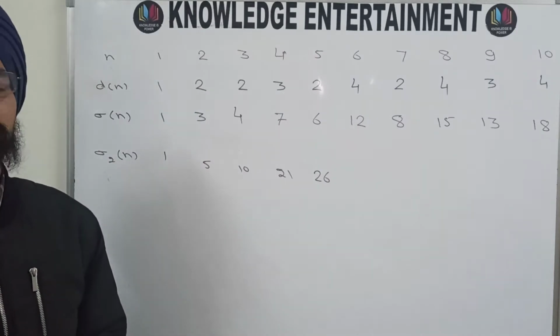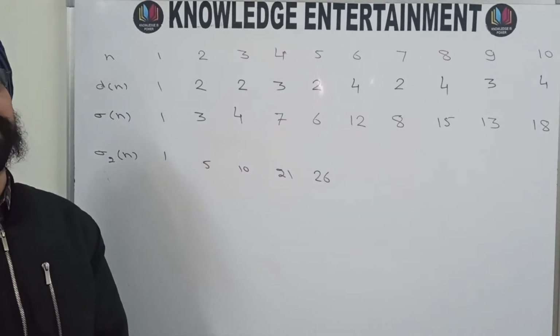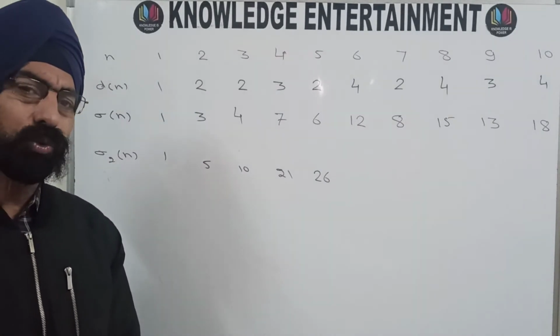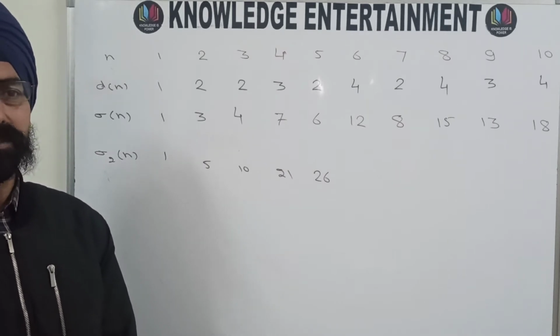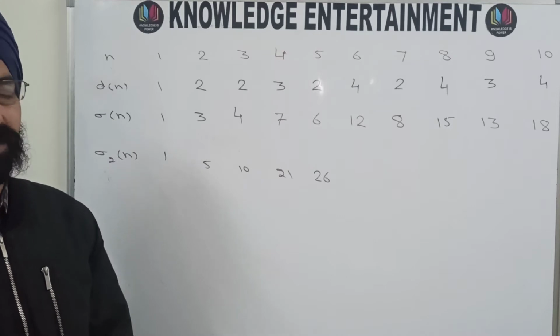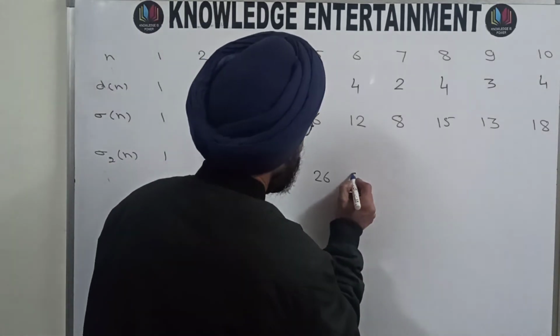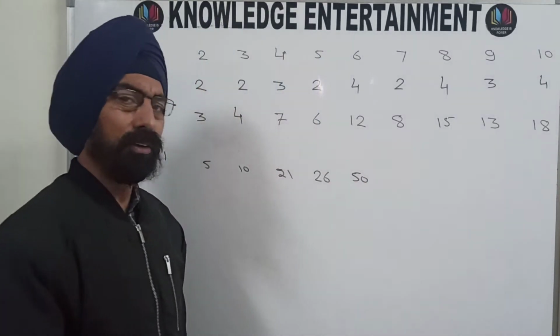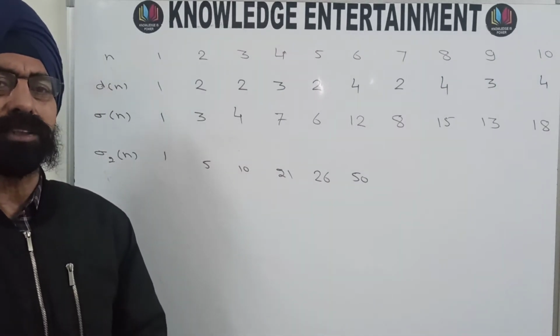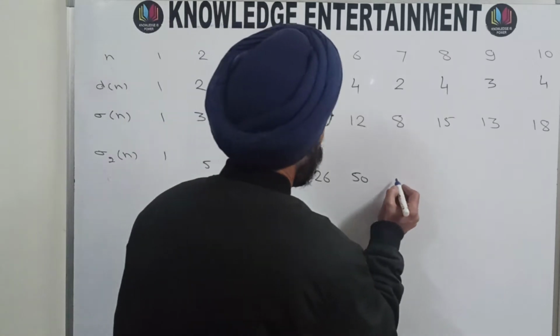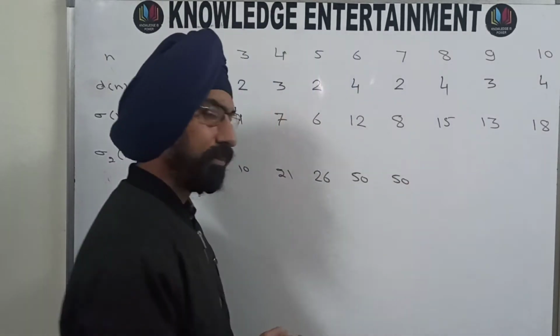6. The four divisors are 1, 2, 3 and 6. The sum of their squares is 1 plus 4, 5, 5 plus 9, 14, 14 plus 36, 50. So it is 50. For 7, the only two divisors are 1 and 7 and the sum of their squares is 50. So this is 50 again.